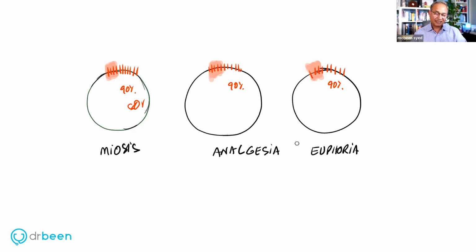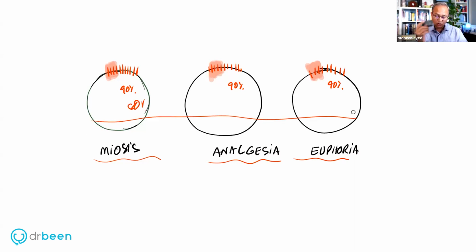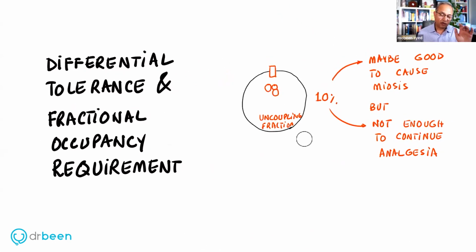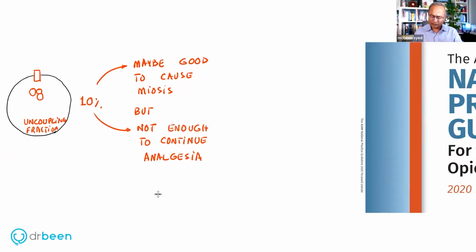So as soon as the desensitization occurs, differential tolerance would develop. This is a theory, not a proven mechanism. This theory is called differential tolerance and fractional occupational requirement theory. So I hope that makes sense. So I'm going to continue the last part of the talk now.